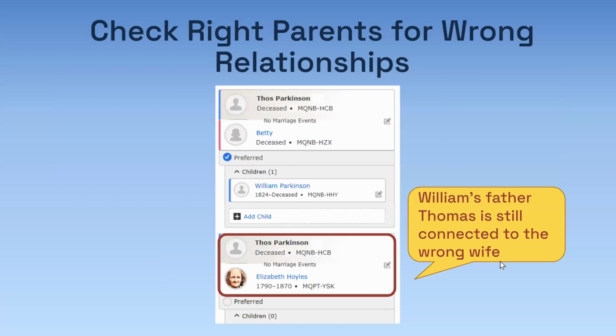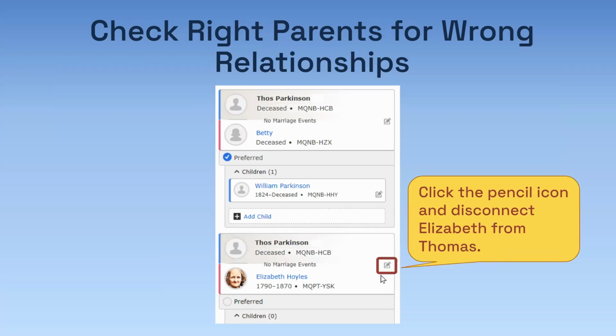So anytime there's been a bad merge on the parents of somebody, it's always a good idea to go to the parents' pages and see if there are any problems. So I popped over to Thomas's page and saw that he's still connected to the other Thomas's wife, which I'm sure neither of those Thomases were very happy about on the other side. So we need to break that connection. So again, this is the same pencil thing. You just click the pencil icon. You're going to get a screen very similar to the screen for breaking the relationships that are wrong between a parent and child. And you just say, break the relationship, explain why, and you disconnect them, and the problem is fixed.